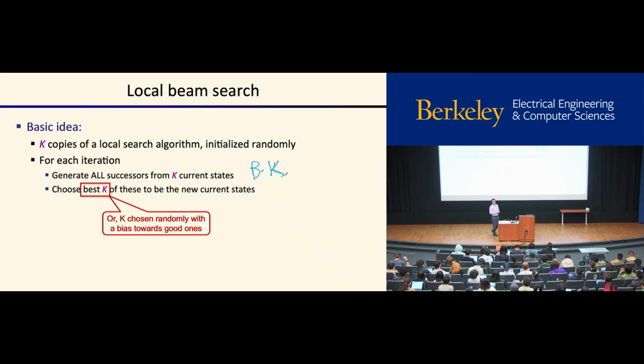So we're always refining as we go. Now, this doesn't have to be exactly the best. Like, you can choose probabilistically, bias towards the good ones. But yeah, this is the rough idea. So what does this look like?